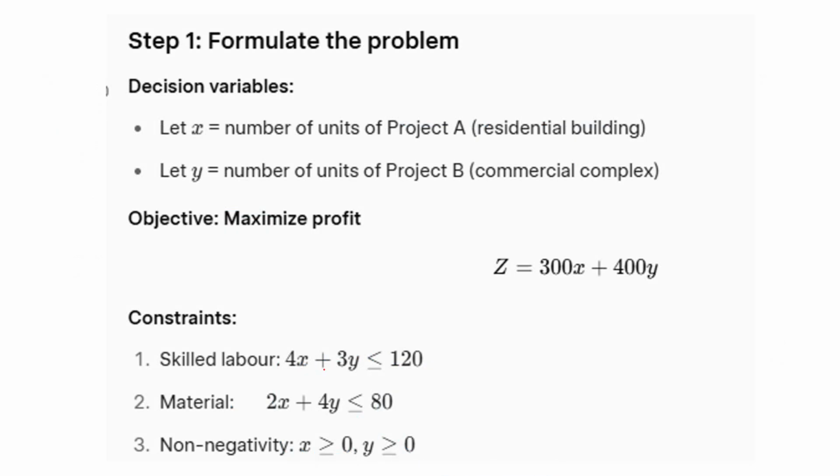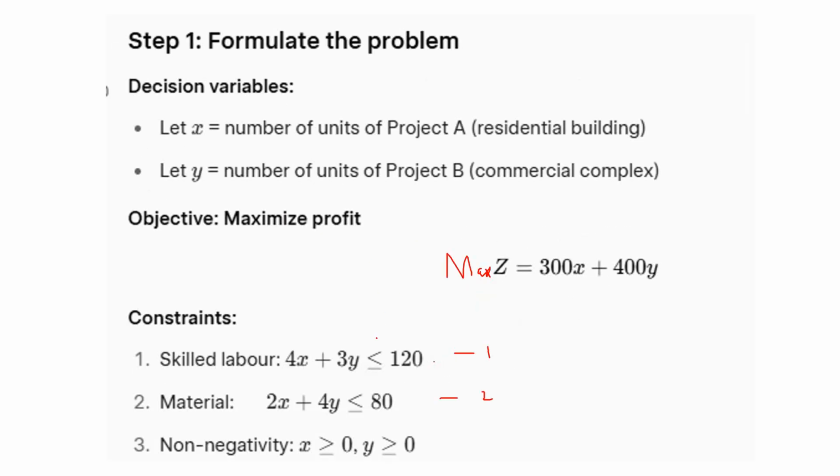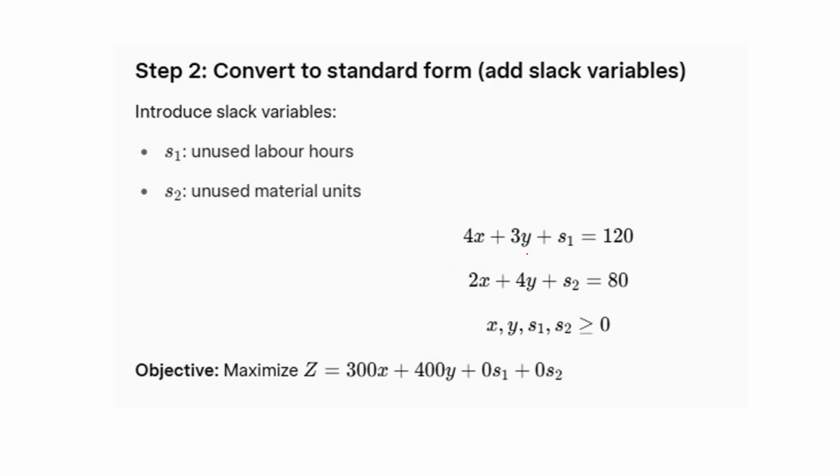Now finally the equations are here. 4x plus 3y less than or equal to 120, 2x plus 4y less than or equal to 80. This is equation 1, this is equation 2. This is maximizing the profit. Okay, so this is what I told you that we have formulated. Then proceeding further, since you can see that this carries less than or equal to, and this is a maximization problem, we can use slack variables.